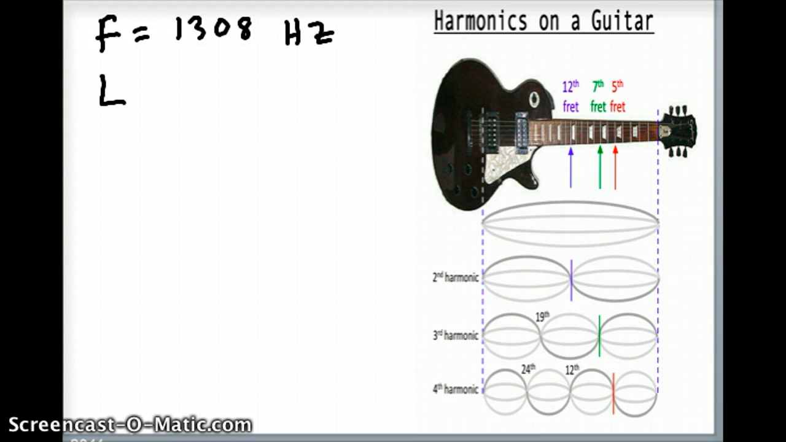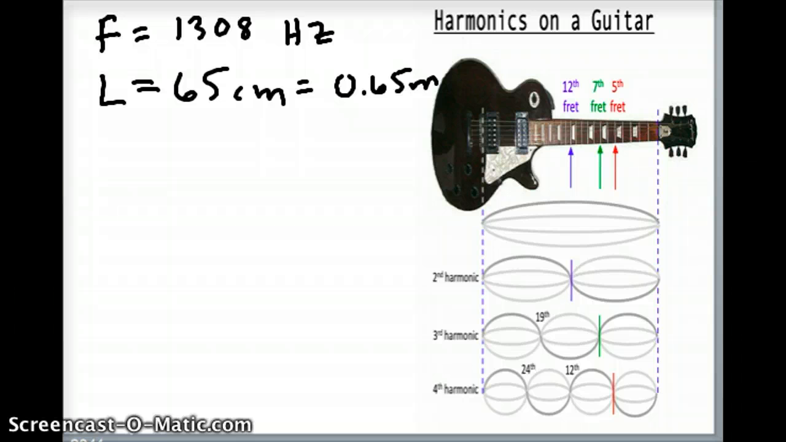And we know that the length of the guitar string is 65 centimeters, which is equivalent to 0.65 meters if you divide by 100, because 100 centimeters is equivalent to 1 meter. And again, it's trying to ask us what harmonic. We don't know. Is it the first harmonic, the second harmonic, the third harmonic, the fourth? It could be the fifth or the sixth. The point is we don't know.